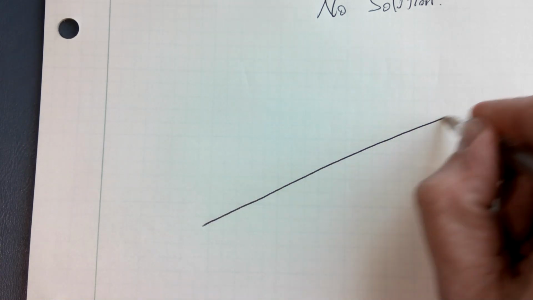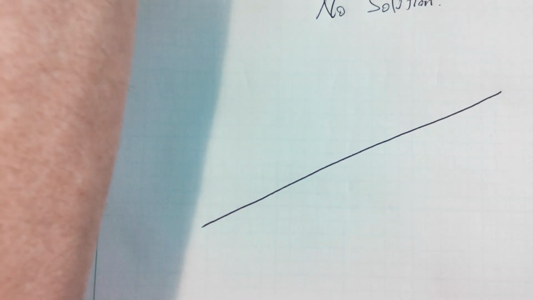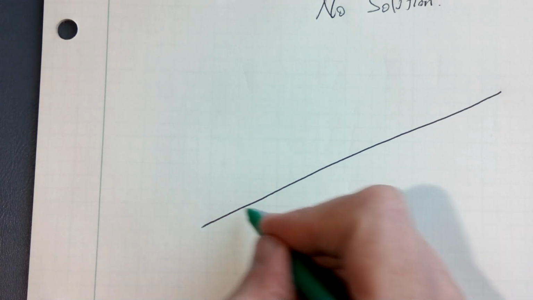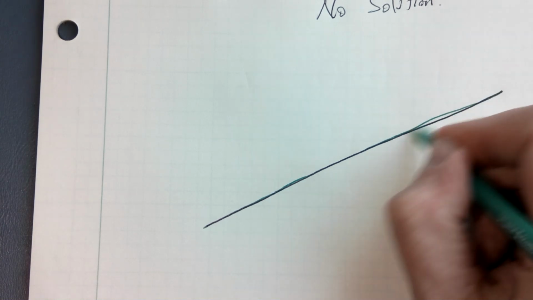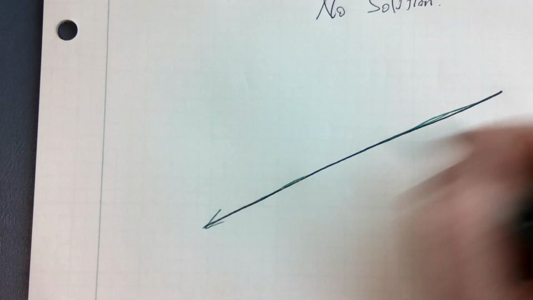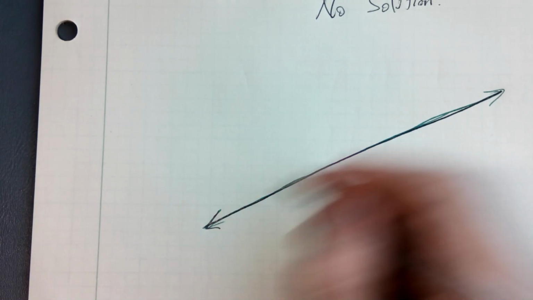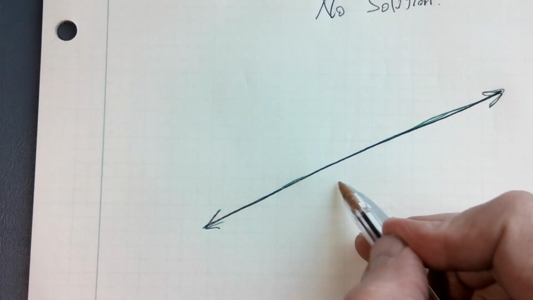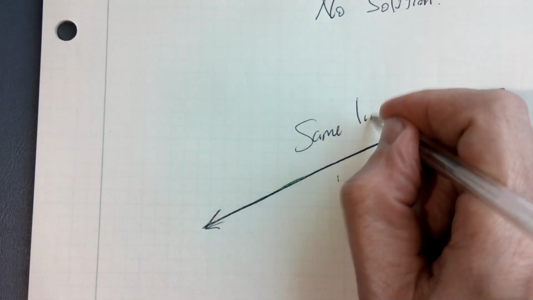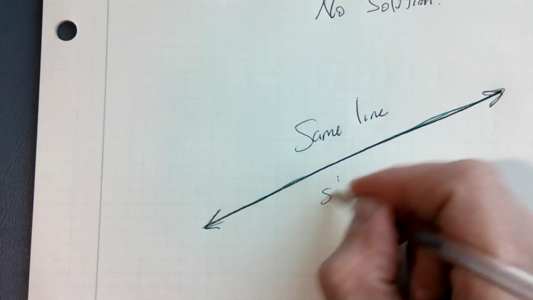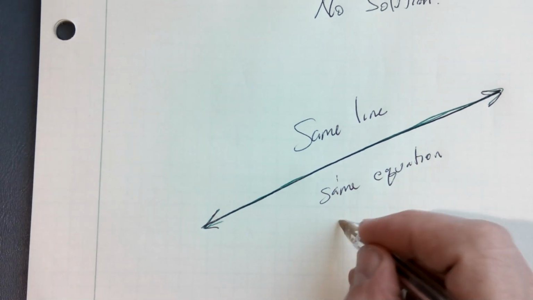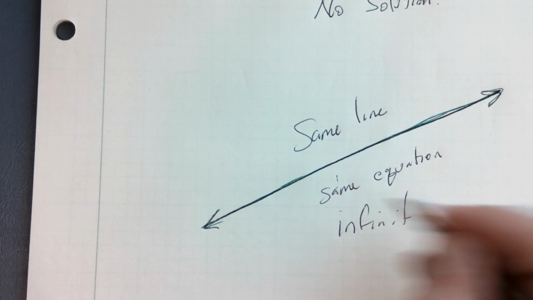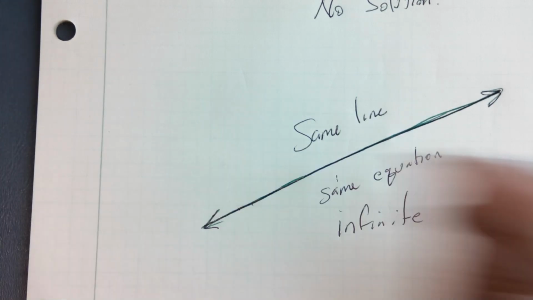The last scenario is if we have one line and then in a completely different color, I draw the second line and it happens to end up being the same line. So again, what I'm trying to emphasize is that I'm putting one line right on top of the other line. If the two equations happen to graph the same line, so in other words, it's the exact same equation, maybe just in a different form, then it has infinite solutions, because every single point on the line is a solution.